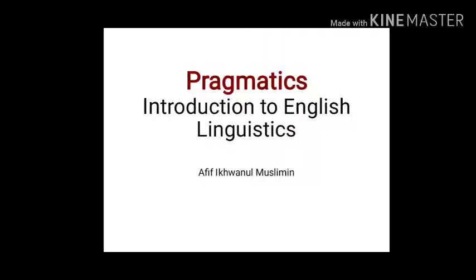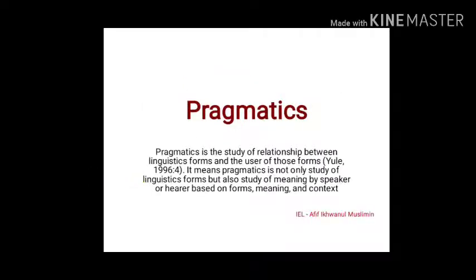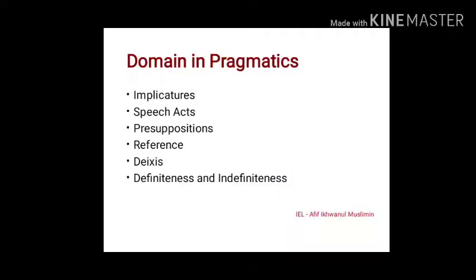Today I would like to explain pragmatics. Pragmatics is one branch of linguistics which considers linguistic form and meaning. But the meaning here is not only about the utterance that is produced by the speaker, but the meaning also refers to correlations with the context. So there are three things which are considered in pragmatics: forms, meaning, and context.